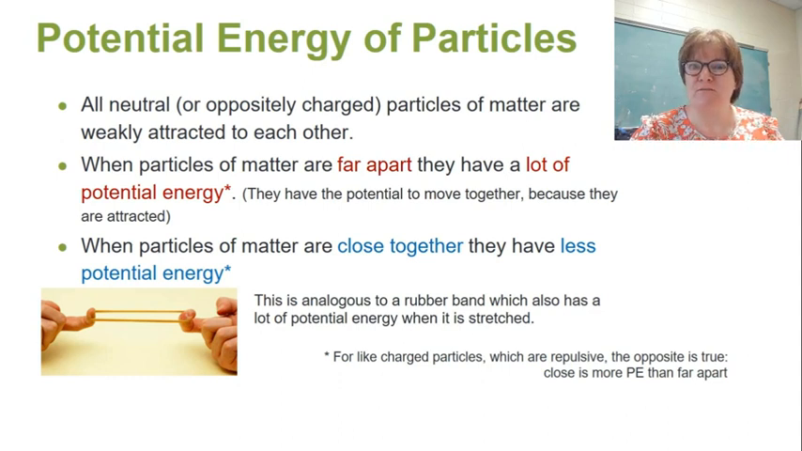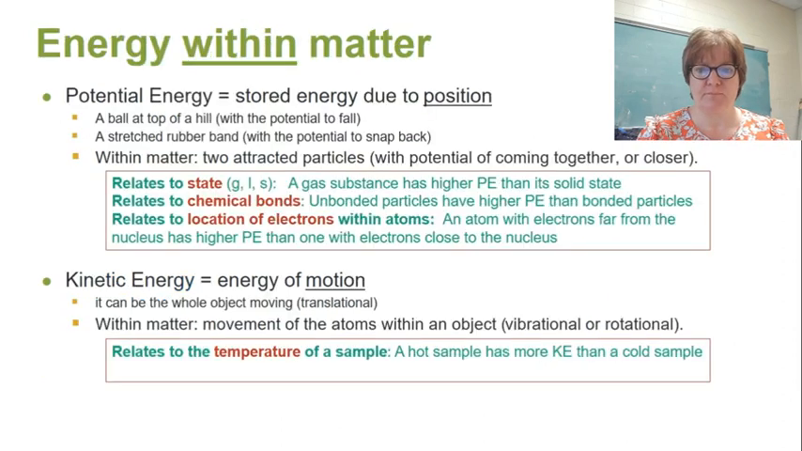So far apart is more potential energy than close together. If they were repulsive, like two like charges, like two negatives, it actually flips, but we're not going to be talking about this. One way to remember this is to think about a rubber band. It has more potential energy to hurt you when you have it stretched far apart. So we can think about the two ends of the rubber band as being far apart would be more potential energy than when they're close together.